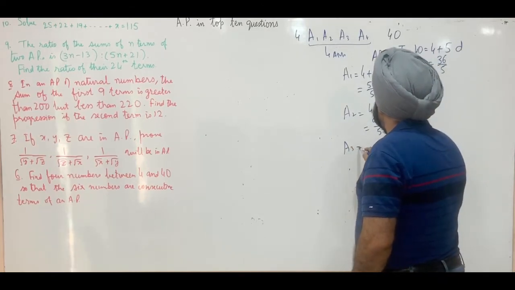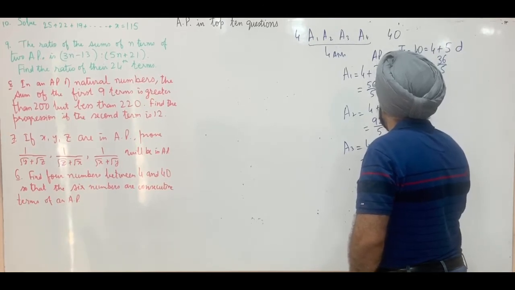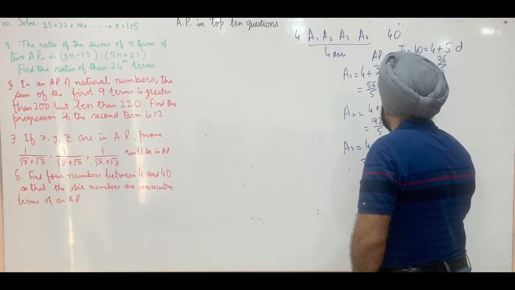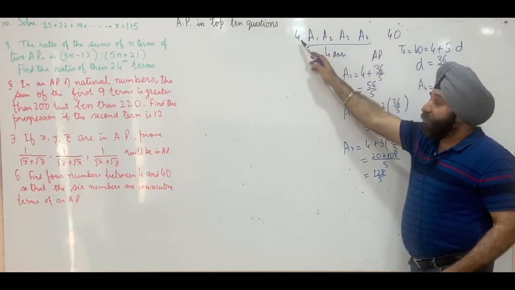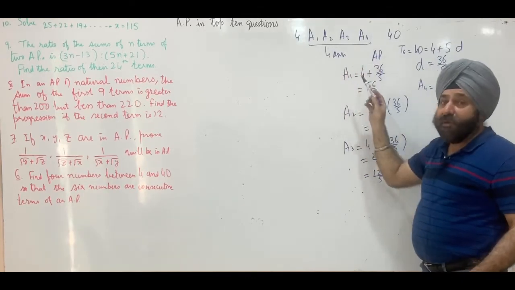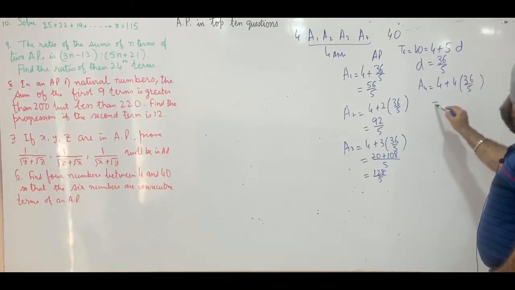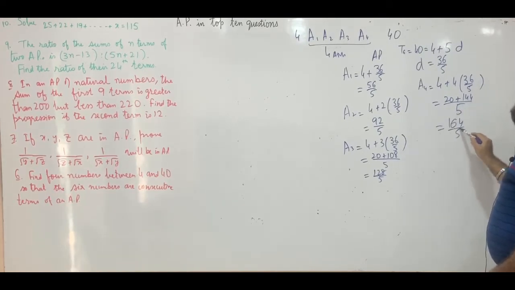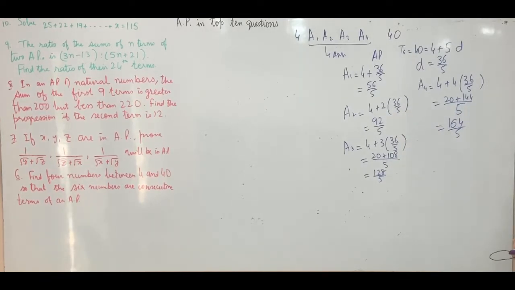Similarly, we can find the third arithmetic mean, 4 plus 3 times 36 by 5. This is (20 plus 108) upon 5, which is 128 upon 5. And the fourth arithmetic mean will be the first number 4 plus 4 times the common difference, 36 upon 5. That is (20 plus 144), so 164 upon 5. So these are the 4 numbers, so that the 6 numbers are consecutive terms of an AP.